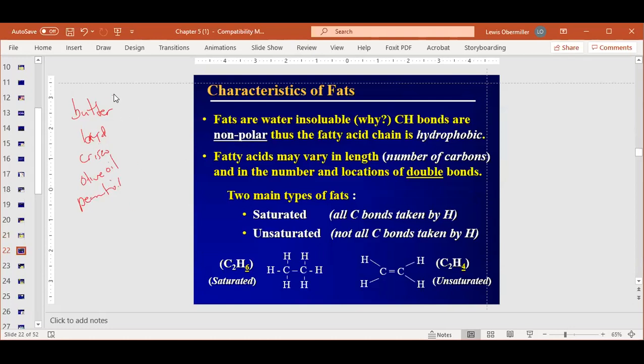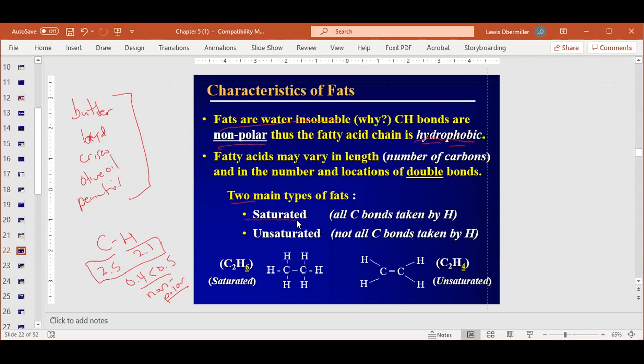So remember, all these have in common that they're water insoluble because they have that nonpolar carbon and hydrogen. Carbon is 2.5, hydrogen is 2.1. The difference between these is 0.4, which is less than 0.5, and that makes it non-polar. And if it's non-polar, remember, water can only dissolve things that have a charge. This has no charge, therefore it's not dissolvable in water. And we use the term hydrophobic, water-fearing, to describe things that are not dissolvable in water. So you probably heard this term.